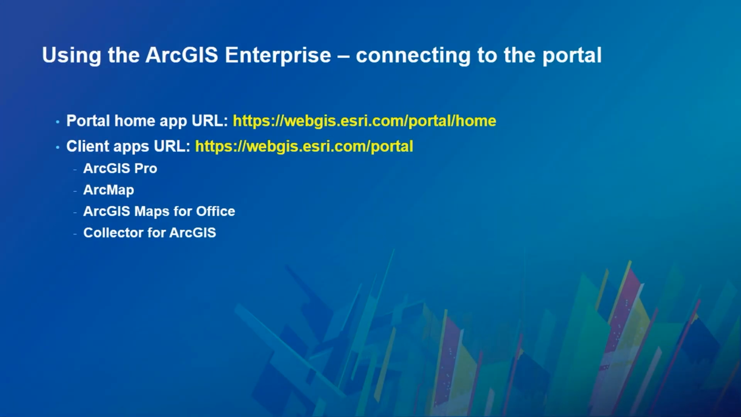So in our demo, we connected to the portal using the ArcGIS Enterprise portal website as an app. And this is likely going to be the main way that you, as an administrator, connect to your ArcGIS Enterprise. But you may also connect through a variety of other apps like ArcGIS Pro, maybe ArcGIS Maps for Office or Collector for ArcGIS. These apps will ask you for a URL to connect to your ArcGIS Enterprise. And so if you were to use something like our demo, that's the syntax you would use.